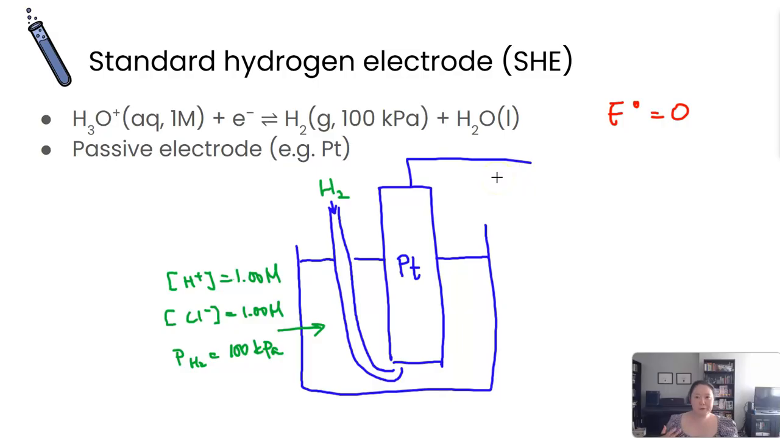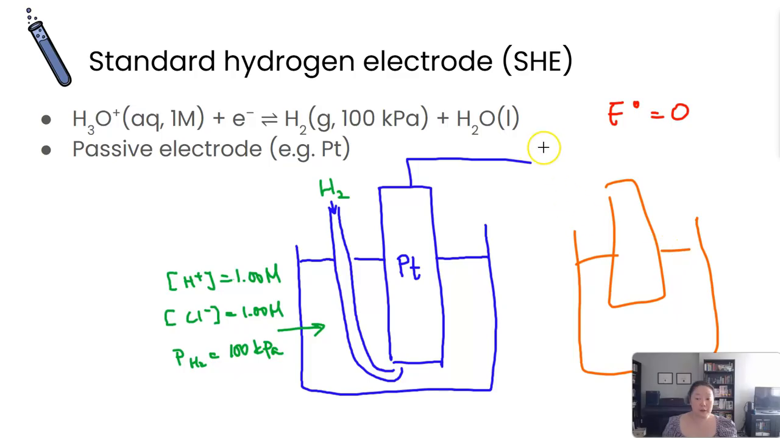So again, how do you do this comparison? Well, you build this electrode, and then you build another electrode that has the other half reaction that you're interested in. You connect it all up, and then you see which way the electrons are moving. If it's moving one way, then you're going to have a positive value for whatever is in here. If it moves the other way, then it's going to have a negative value.